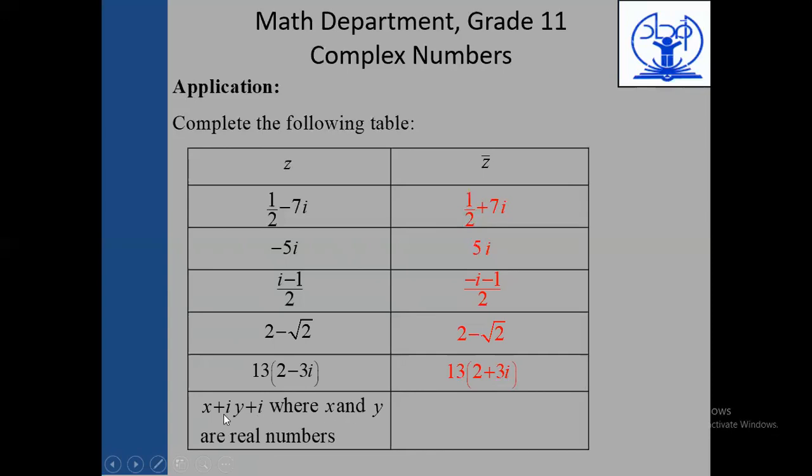Now, what about this complex number? x plus iy plus i. Where is the real part of this complex number? x. So you have to keep it as x. What is the imaginary part of this complex number? If you take i common, you will get y plus 1. So this and that both constitute the imaginary part, so you multiply it by minus.